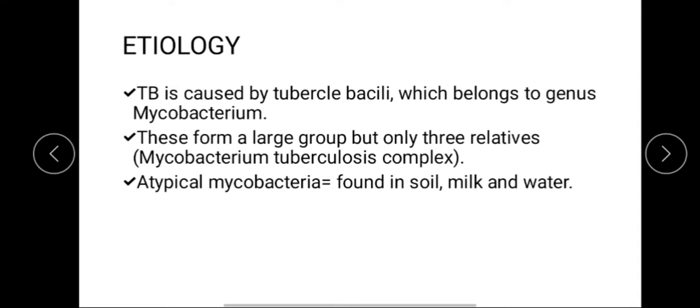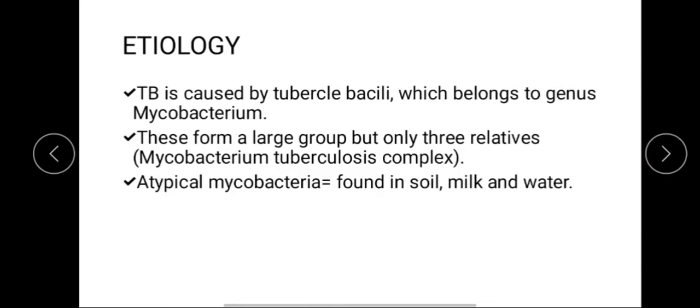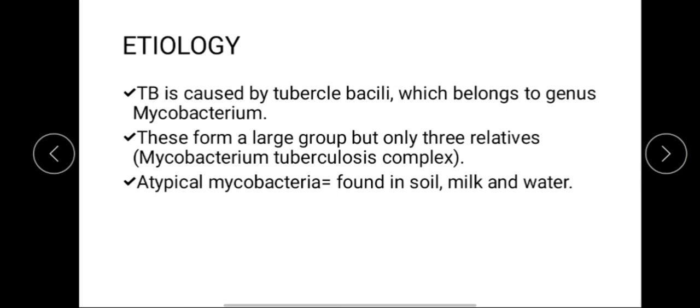So as we have seen, the Mycobacterium tuberculosis complex could include Mycobacterium microti, Mycobacterium africanum, Mycobacterium leprae, and Mycobacterium asiaticum. Okay, and as we have seen, atypical mycobacteria are commonly found in soil, milk, and water.